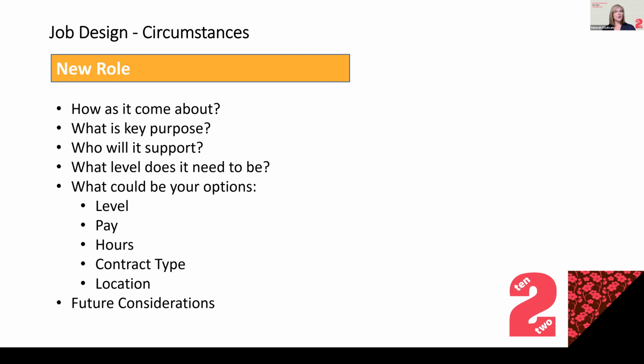Back to this purpose, what is its key purpose? So what is the one or two things that this job is going to be responsible for, and it's crucial for that job to deliver? Who will it support? So identify who are the key stakeholders in this process. If it's just one manager, then that's the person you'll be talking to about the role, but it could be many departments, it could be colleagues. So think about who the role will support, whether it's direct management perspective or just in terms of across the team. What level does it need to be?